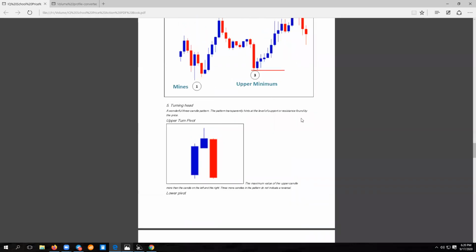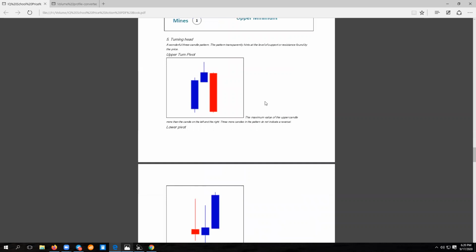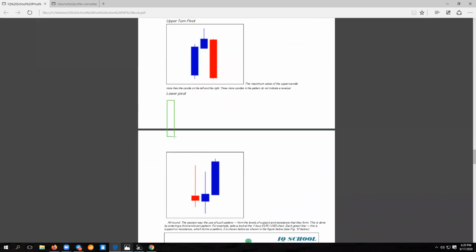Okay, the turning head. It's nothing special. If you get any candle, and you see a candle in the middle that looks like an evening star, it's called a turning head. The head of the middle candle must be on the upper side. The previous candle, then the second candle must have a tail on the downside, and the next candle must break out the support level. So it's called a turning head.